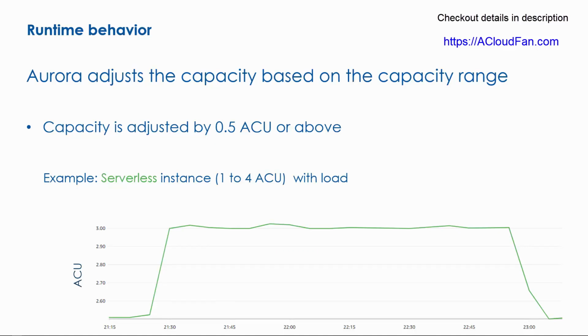The graph here depicts the ACU in use at point in time. Instance capacity was 1 ACU when the load was initiated against the instance, and then within a short period of time, it went from 1 ACU to 3 ACU.